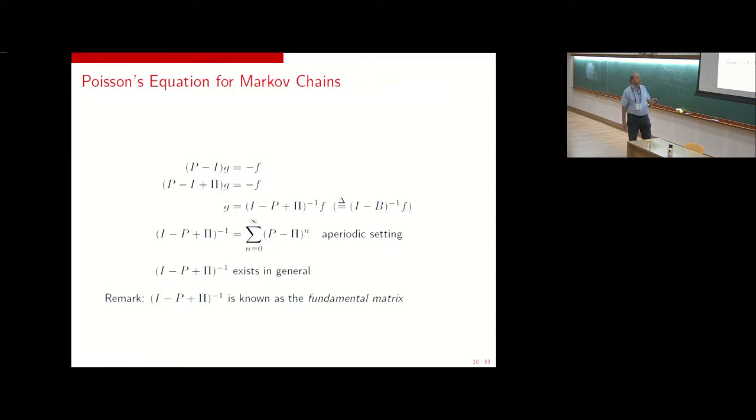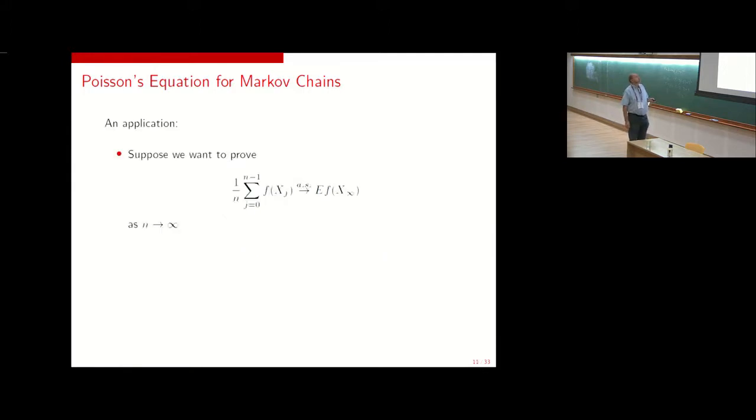Okay, so now we're going to use this fundamental matrix. And let me illustrate how you can use this idea in the context of proving a very basic result in the world of Markov chain theory, namely the law of large numbers for Markov chains. So now we have some function f of x defined on the states of the Markov chain. We want to prove that the average of the f of xj values converges with probability 1 to the equilibrium expectation. So this is the standard, plain vanilla law of large numbers for Markov chains.